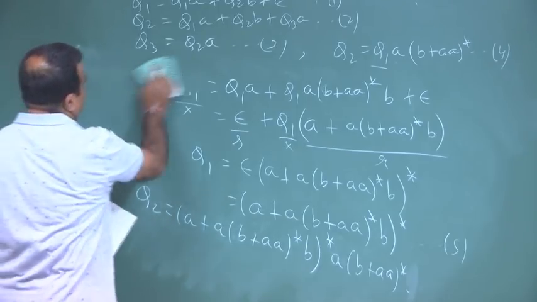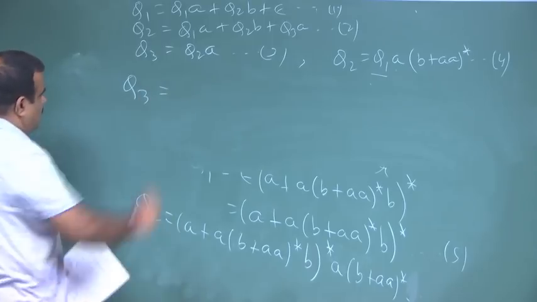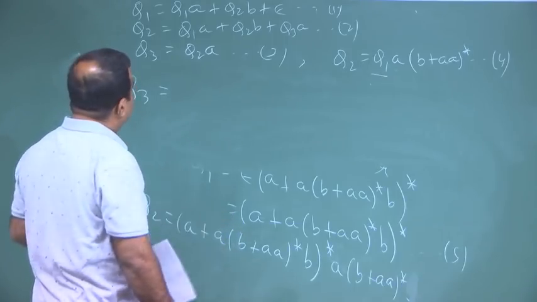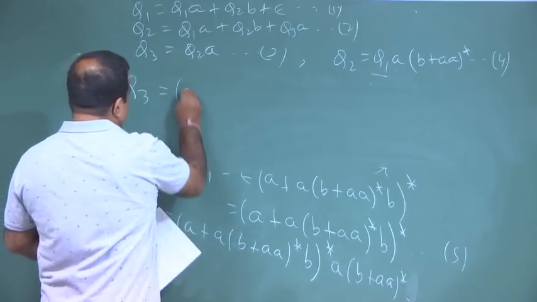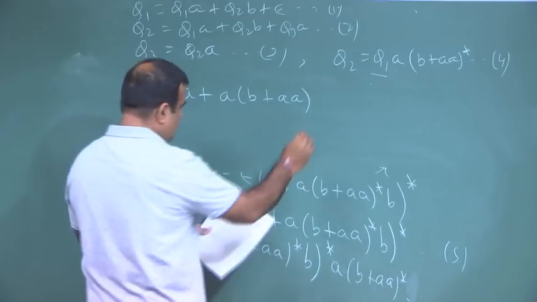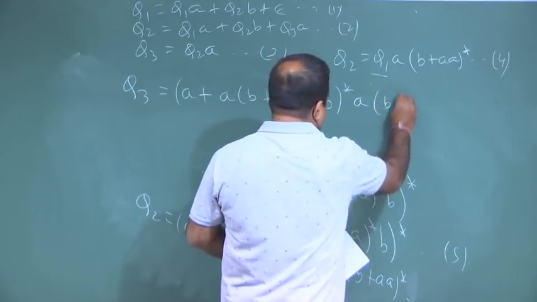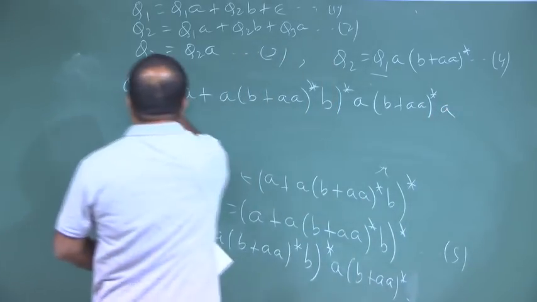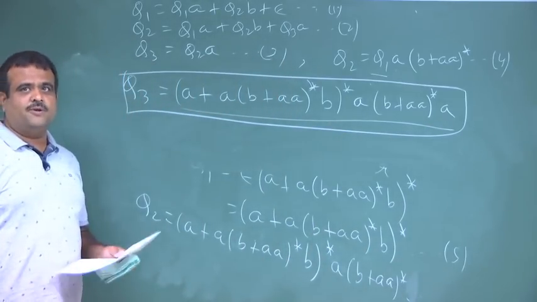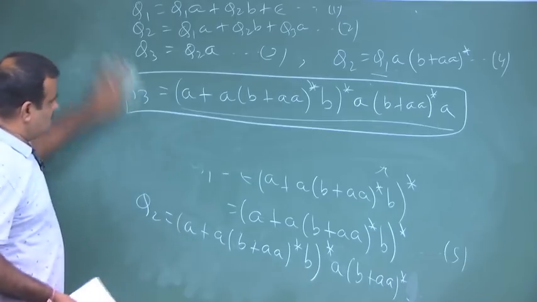Now, once we got q 2, we can get q 3 from here. We are looking for the regular expression for q 3, because q 3 corresponds to the final state. So, q 3 is nothing but q 2 a. So, q 2 is this one: a plus a b plus a star b star a b plus a star, then a. So, this is the regular expression we are looking for. This is the regular expression corresponding to that DFA. So, this is the application of Arden's theorem. This is through an example; we can generalize that.